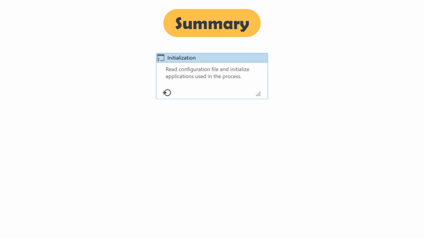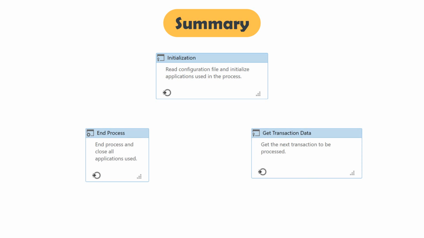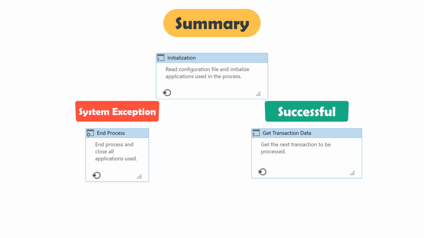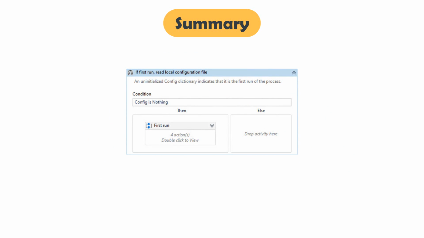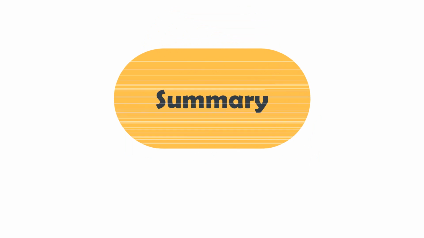We also get the assets from orchestrator and also store them in the dictionary variable. From this state, we can move on to 2 states. Either to end process state, if we got an exception in the first state, or to get transaction data state, in case everything is okay and there is no exception. And we have in the first state a condition to check if this run is the first run, so that we don't need to read the config file again, if we are not in the first run. Very good summarized, Jennifer, thank you.